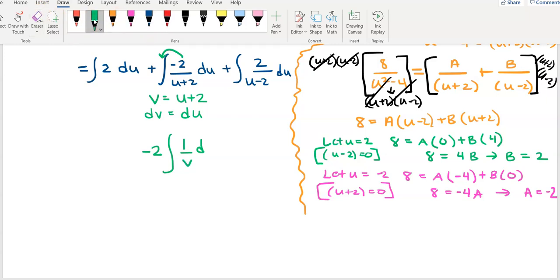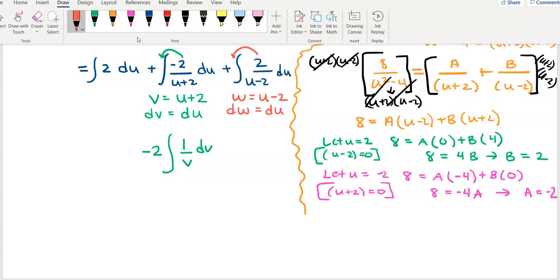Okay, so 1 over v dv. So that integral is ready to go. Let's look at this next integral here. This is also going to be a so-called u substitution, but we're going to have to use another variable, so maybe w. So w is equal to u minus 2. So dw is equal to the derivative of that, which is 1 du, or just du.